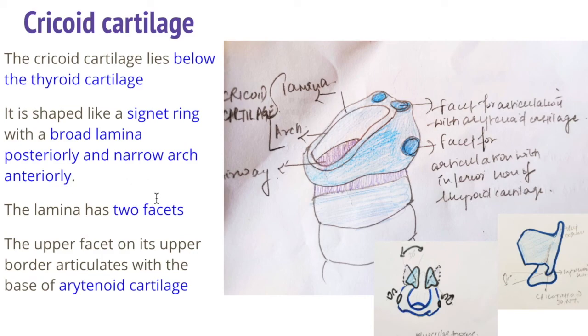Now this has two facets, okay? The upper facet articulates with the next cartilage, which is the arytenoid cartilage, and on the lateral surface, it has a facet for articulation with the thyroid cartilage. So just now we've seen that the inferior horn of the thyroid cartilage has a facet, right? And the lateral surface of the cricoid cartilage has a facet. So this is where they articulate and form the cricothyroid joint, okay? And also the upper surface has another facet which articulates with the paired cartilage, which is the arytenoid cartilage.